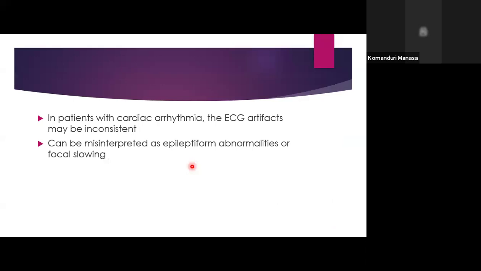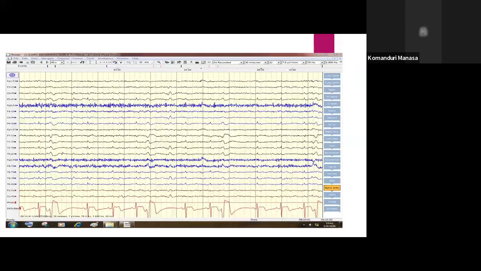But in patients with cardiac arrhythmia, the ECG artifact may be inconsistent and irregular, and can be misinterpreted as an epileptiform abnormality or focal slowing when it is not correlated with the ECG. This is one example where the patient has frequent VPCs, which are reflected particularly over the left-sided electrodes, the left temporal chain. If we don't look at the ECG, this might lateralize, looking like lateralized periodic discharges, and may be misinterpreted like that.